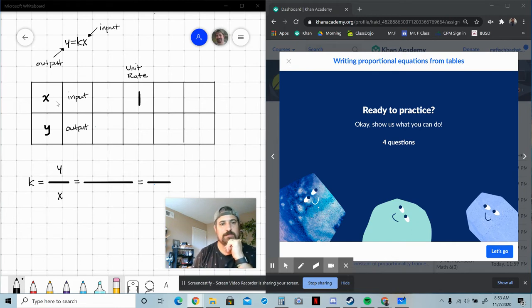So I just set some information up for you here. You've got a table, right? It's going to be an input output table, x, y. The unit rate is wherever x is 1, and the output for every one input. You've got your k, which is your constant of proportionality or your unit rate or your multiplier, and it's going to be the ratio of y over x. In the equation, it's what you multiply the input by to get the output every single time. So we're going to use this information to help us solve these problems. All right, so let's go.